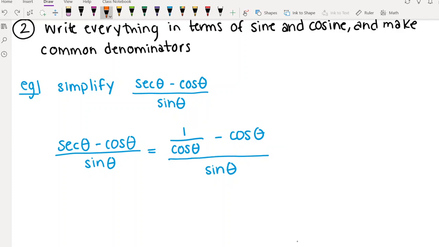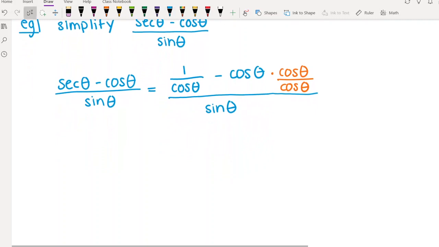So to get that common denominator, we're going to multiply this second part by cosine of theta over cosine of theta. So we're kind of introducing something that will seem like it will make it more complicated, but eventually will actually lead us to a simpler answer.